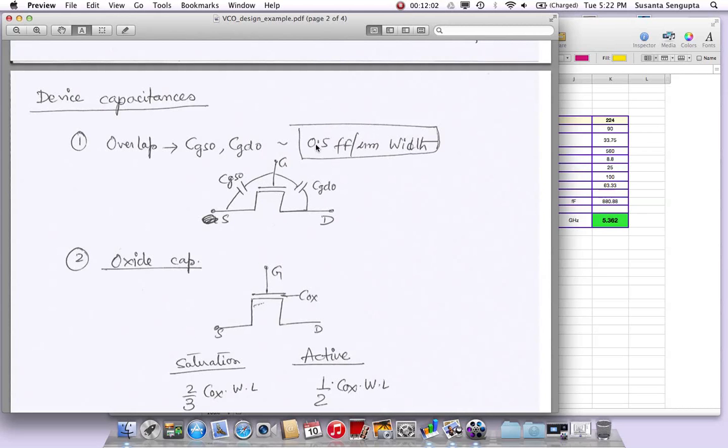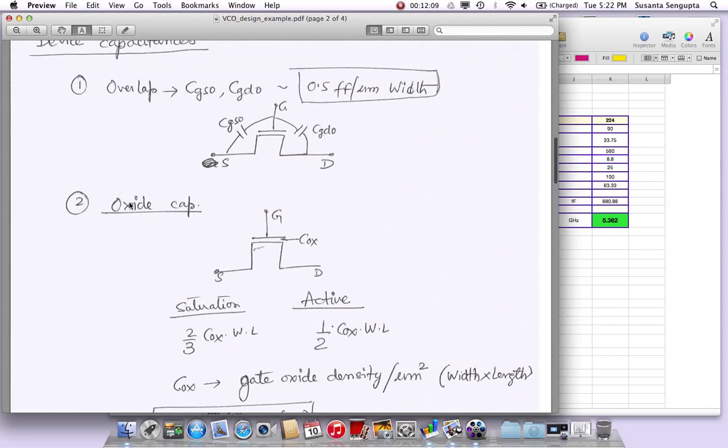So it scales linearly with the width of the device. This is what we call the overlap capacitance for the MOSFETs. We will need it. The next is the oxide capacitance. We always have the overlap, but along with the overlap, this device has an oxide here, the gate oxide.